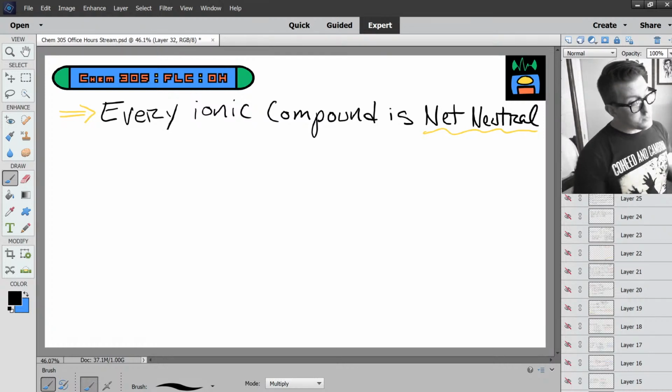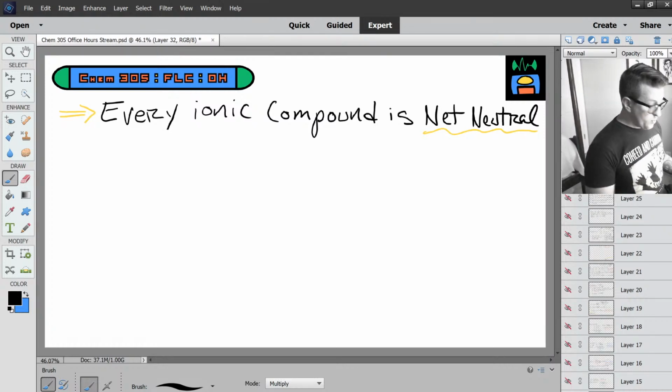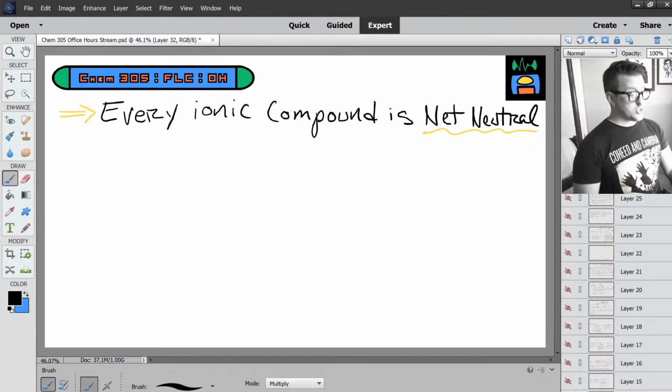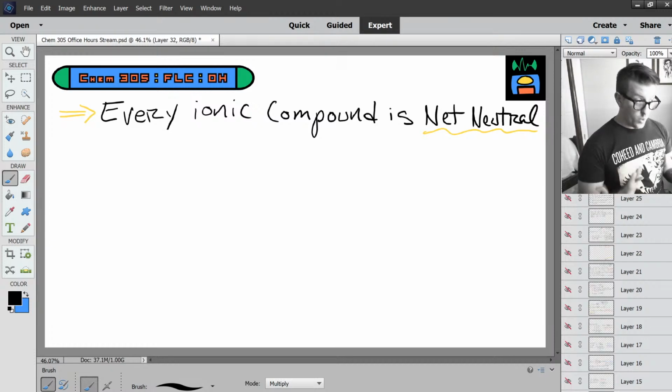Yes, and it's more than it wants to be. With ionic compounds, I almost said anionic compounds. Every ionic compound must be net neutral. All right, every ionic compound must be net neutral. So that governing principle will allow us to determine what the charge of our transition metal is.